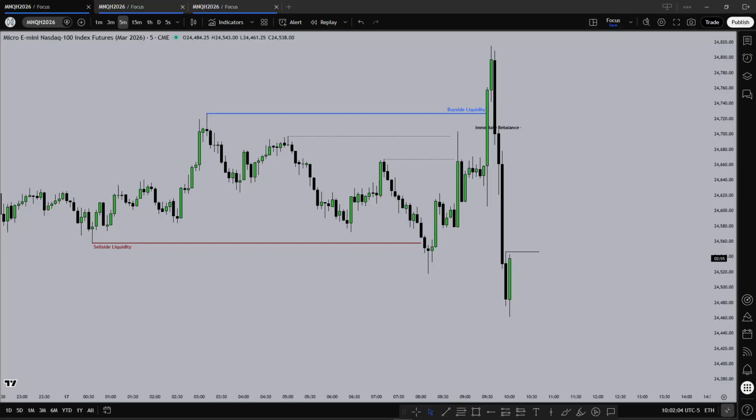When I say opposing candles, I'm just saying opposing candles because for the beginner it's so easy to understand. Then order blocks.